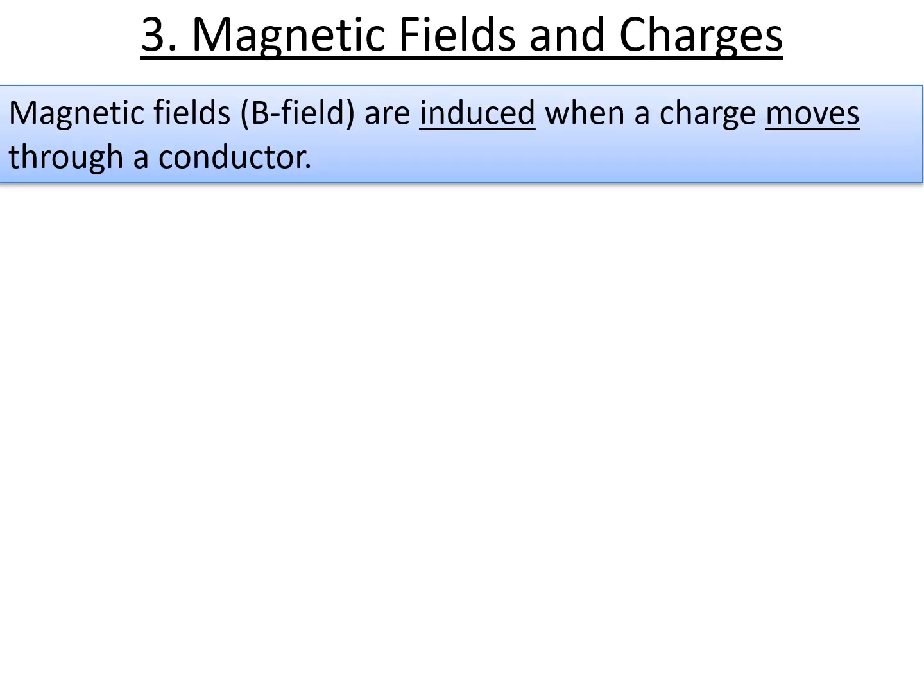Now, let's look at magnetic fields in a little more detail and see how we can use them in physics. The first thing is that magnetic fields, or B fields, are induced, which means they are created when a charge moves through a conductor. Where might that happen? Well, it happens all the time because a moving charge could be a current, and a current will move through a conductor, a piece of wire. So there are actually magnetic fields around wires all the time, and if you watched one of the videos in the starter, you'd have seen that.